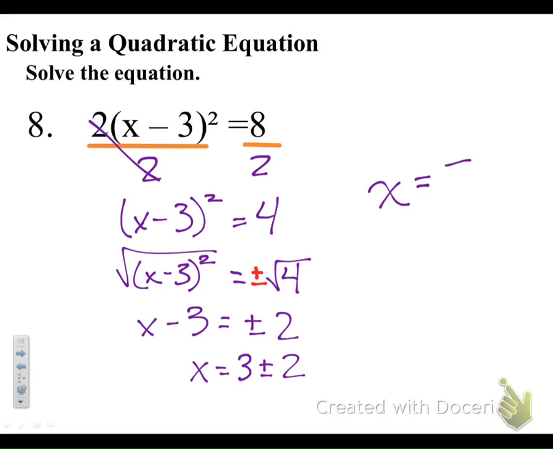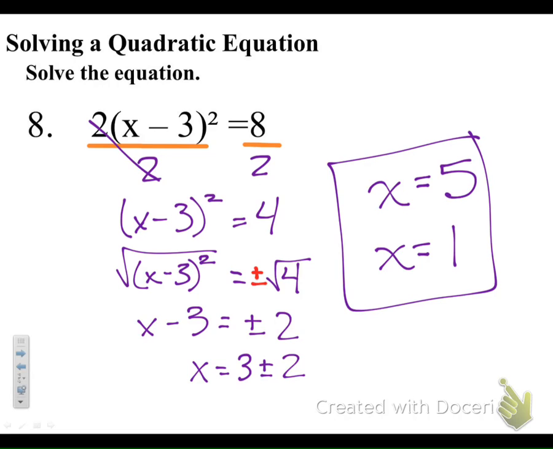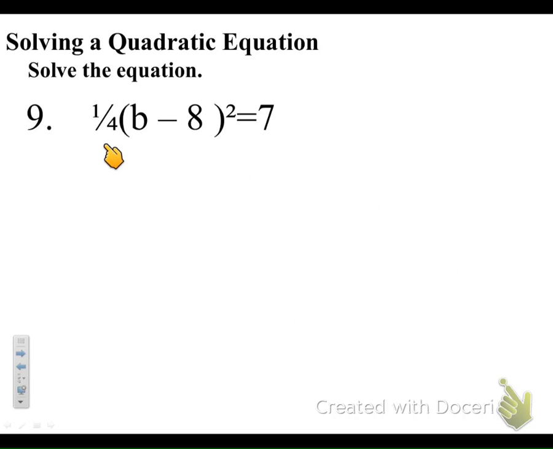x is either equal to 3 plus 2, and x is equal to 3 minus 2. These are our two answers. So what if there's a fraction in front? If there's a fraction in front of a set of parentheses, we've got a fourth times the quantity b minus 8 squared equals 7. We're going to multiply by the reciprocal, multiply by 4 on both sides. This undoes that 1/4.